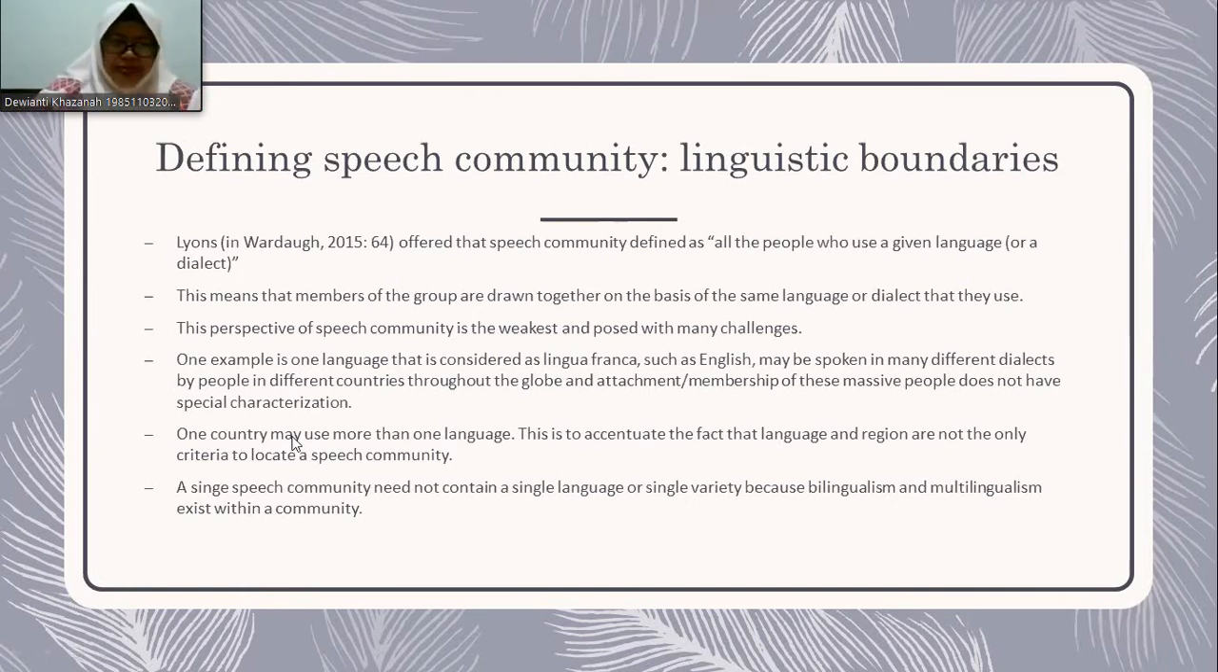Ya, kenapa? Karena our communities right now have grown into more multilingual communities. But still, even though there are different languages that are used in one community, there are still things that bind these people together, other than just the languages that are used.